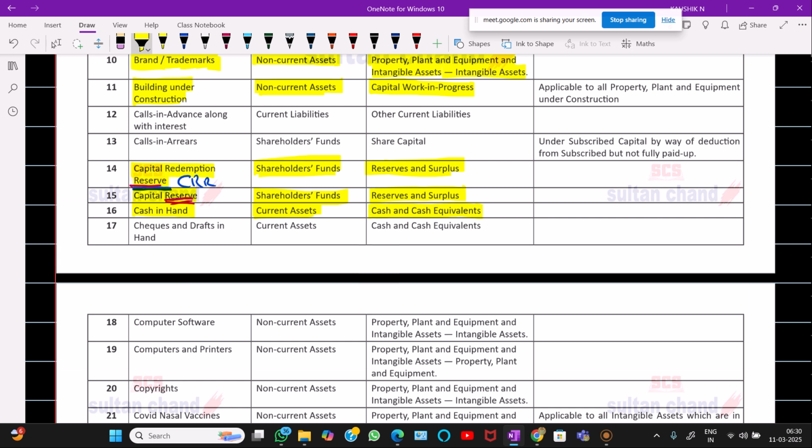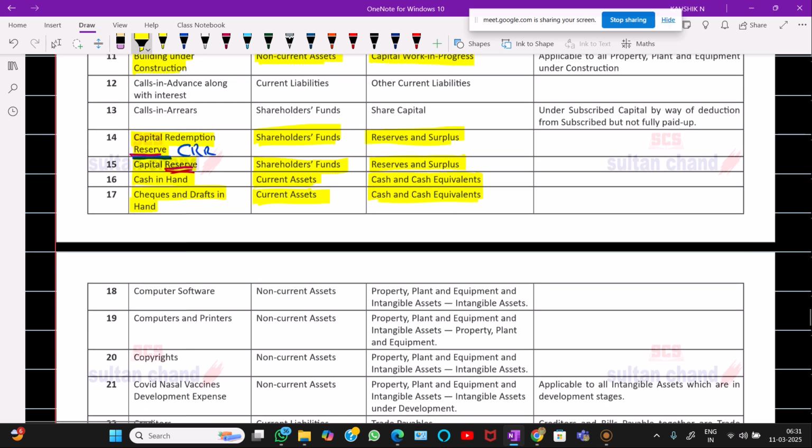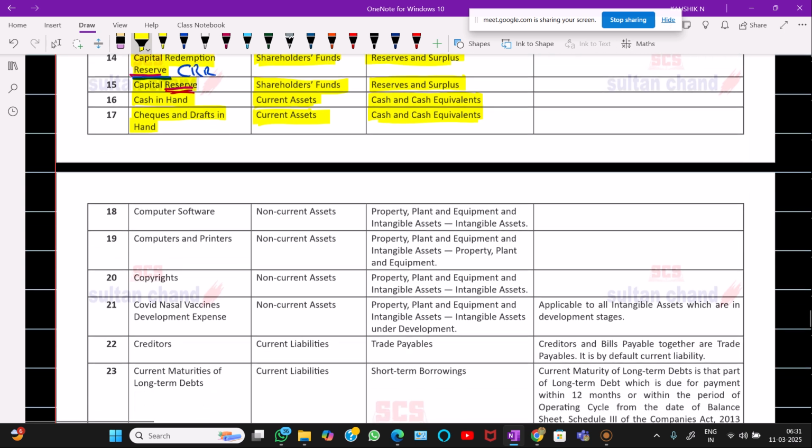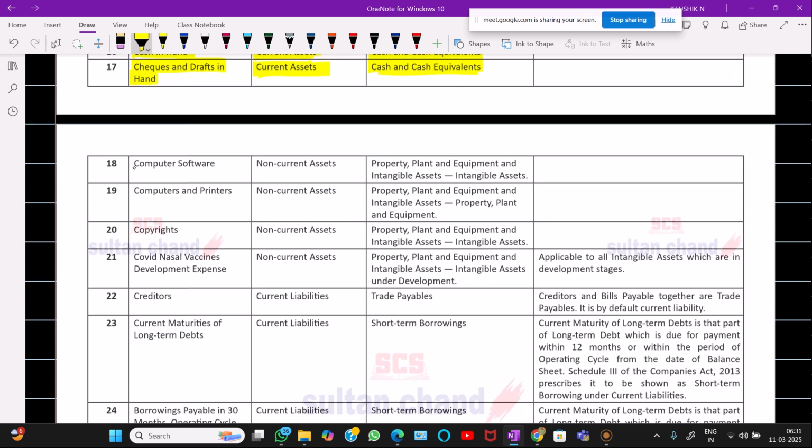Any doubt so far? No, sir. Okay, the next is checks and drafts in hand. Just now we discussed check, it is a current asset, because it is an item of cash and cash equivalents. Any doubt in the 16 items? No, sir. Okay, the next one, computer software. So what is this computer software basically? Is it an asset or a liability?